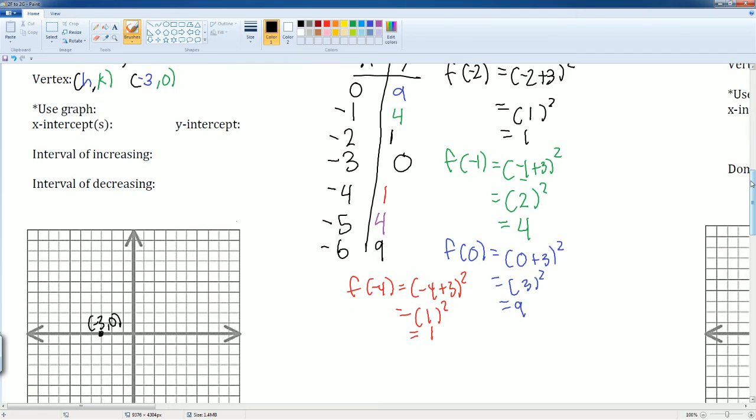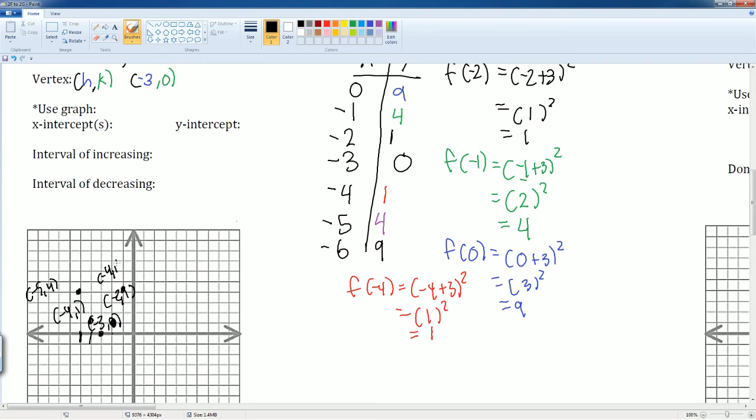So let's graph those points. The next one is negative 2, 1. That's your negative 2, 1, and your negative 4, 1. Then you have your negative 5, 4. 1, 2, 3, 4. That's your negative 5, 4. And then you have your negative 1, 4. 1, 2, 3, 4.